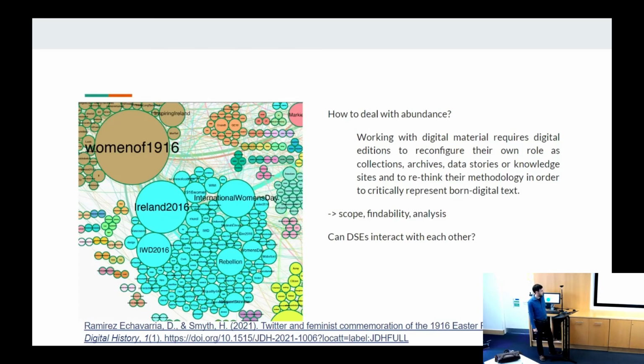So the example I used here is a Twitter analysis of the Easter Rising commemoration. And you could ask yourself a few questions there. How do you select material? How do you present it? If you have, let's just say, 10,000 tweets, how do you present 10 and say these are representative of everything? How do you weigh them? How do you select them? How do you find them? How do you scope them?